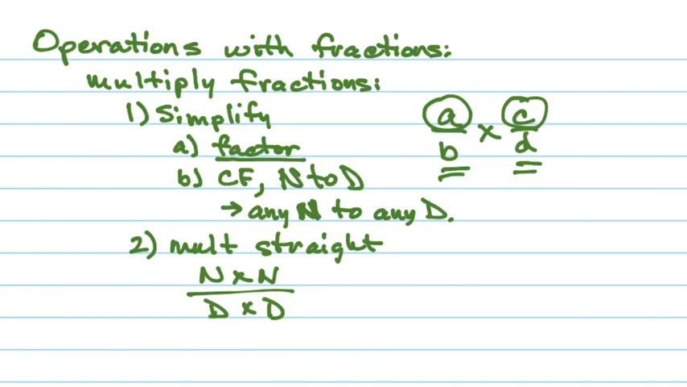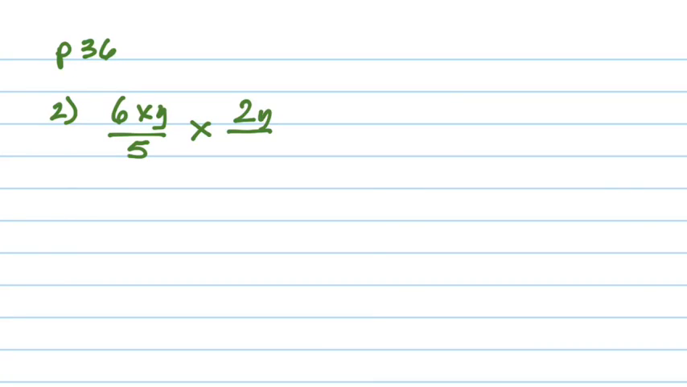And for those, we're just going to go straight to your book. So I'm on page 36 in your book. We're just going to do a few of these. Say we have something like number 2. So this is page 36. So number 2, we have 6xy over 5 times, I hate that they use the x for times, 2y over 3x. Okay?